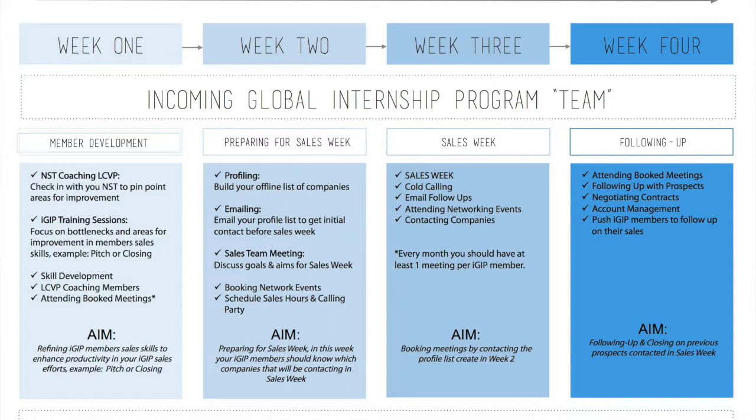This is also a week when you can send out your initial emails. If you want to use the strategy when you send out an email first and then follow up via phone call on that email that you had sent to the company, this is the week where you want to send those emails. And lastly, you want to do a sales team meeting. This is gathering your entire iGIP team to ensure that you communicate the goals that you had set in the previous week with your VPTM and ensure that everyone in your team understands what is required of them to reach these goals.